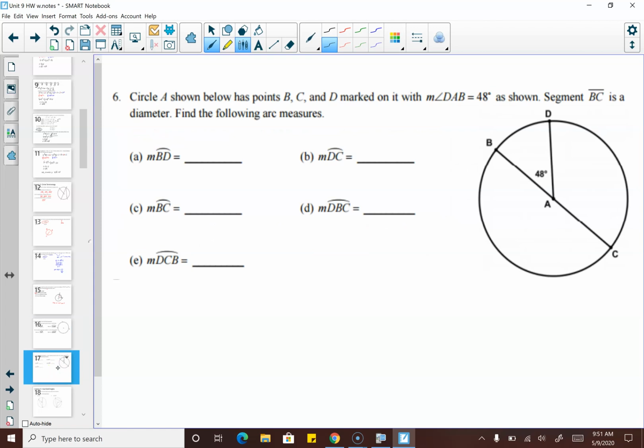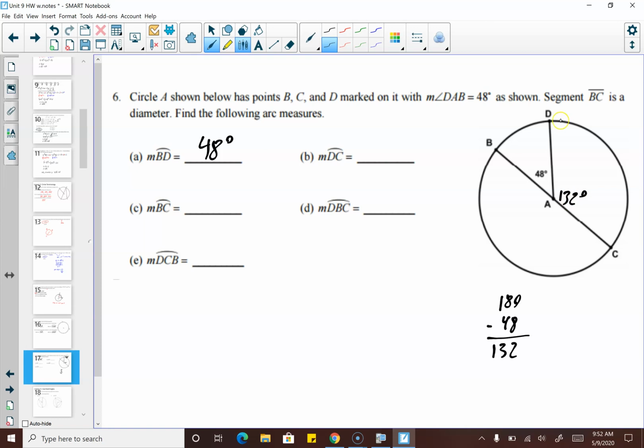And the last one, circle A shown below has points B, C, and D marked on it, with angle DAB being 48 degrees. Segment BC is a diameter. Find all the measurements here. So that's a central angle there. So the first thing it wants us to find is arc BD. Well, we should know that arc BD is the same as its central angle. So therefore, 48 degrees, 48 degrees. So since the diameter cuts the circle in half, we know that these 2 angles together add to 180. So 180 minus 48 gives us 132 degrees. So there's our angle DAC.